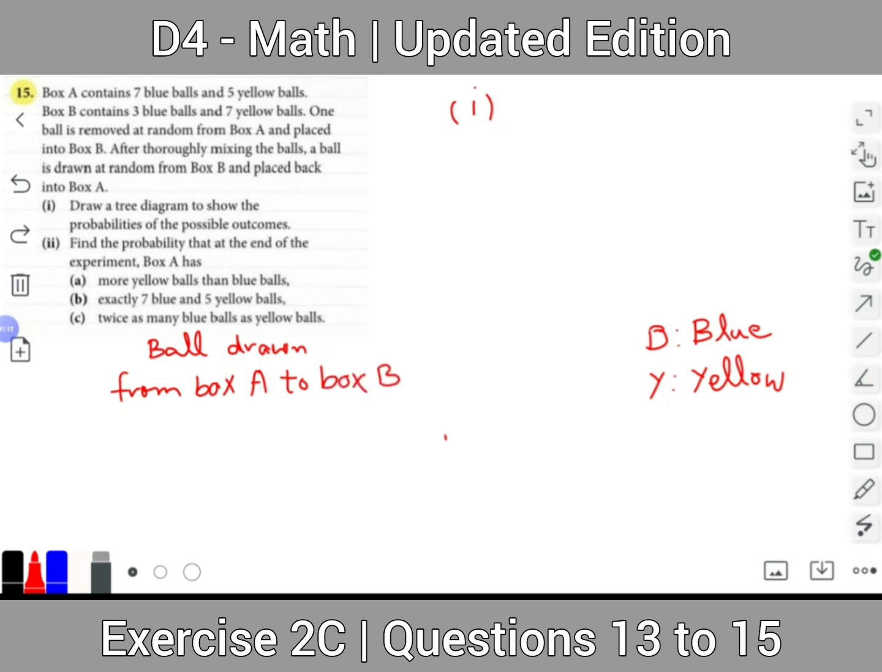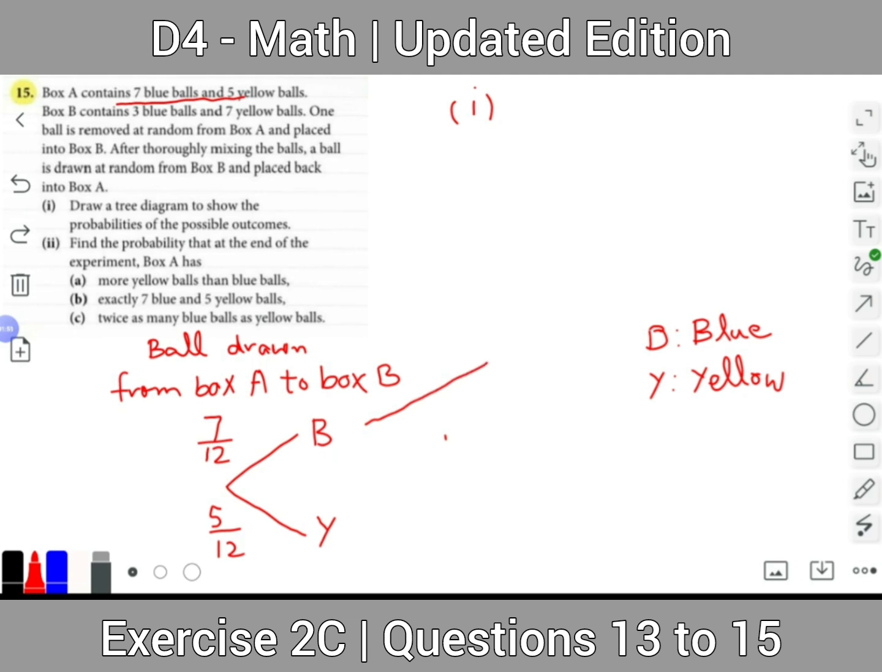So here we have two possibilities. First is blue and the second is yellow. Since the total number of balls will be 7 blue balls and 5 yellow balls, it will be 12. And since the number of blue balls is 7, the probability for the blue ball drawn from box A to box B will be 7 over 12, and for the yellow ball it will be 5 over 12.